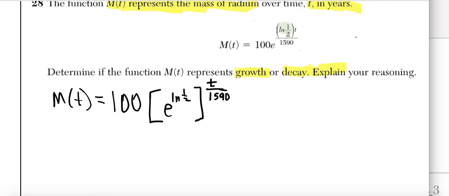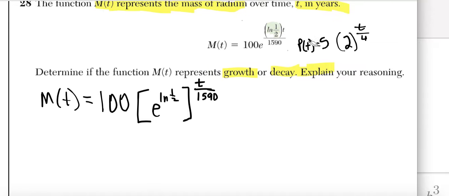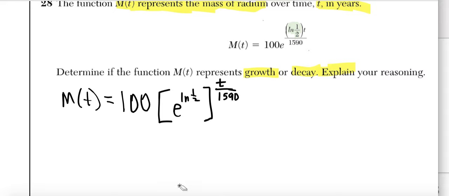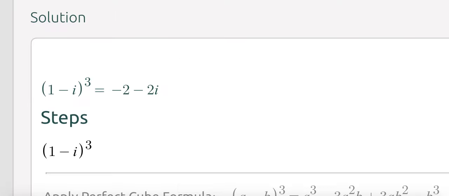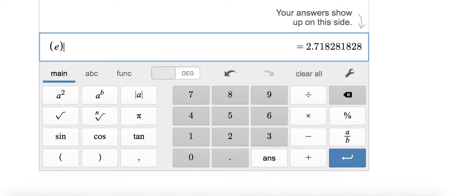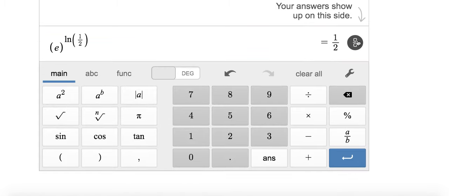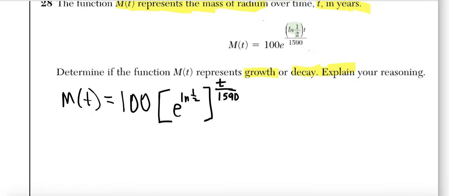Remember when it was doubling in the other question every 4 weeks? It was t over 4. P of t equals that. Remember from, I think, one of the earlier questions, the multiple choice question we looked at earlier? So this one, something is happening every 1590 years. It's multiplied by e to the natural log 1/2, but not weeks. T is years, right? Every 1590 years, it's multiplied by e to the natural log 1/2. Now, you should be able to know what e to the natural log 1/2 is because they're inverses, but let's say that you didn't, right? E to the natural log of 1/2 is just 0.5, guys, or 1/2. I'm going to put 0.5 because it's easier to write it out.